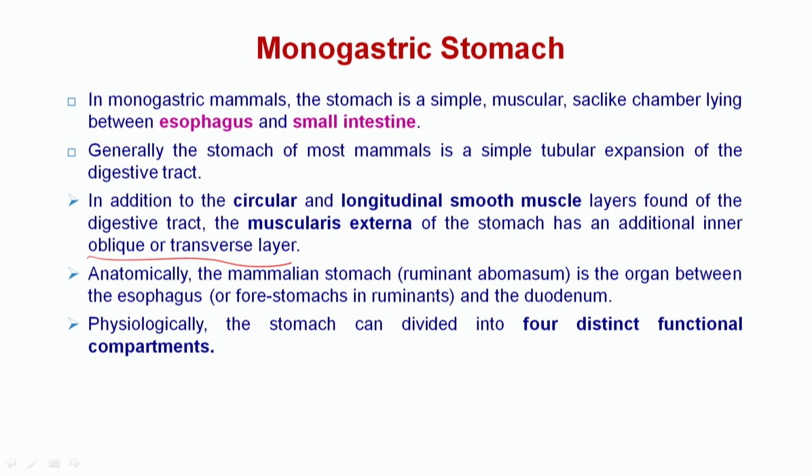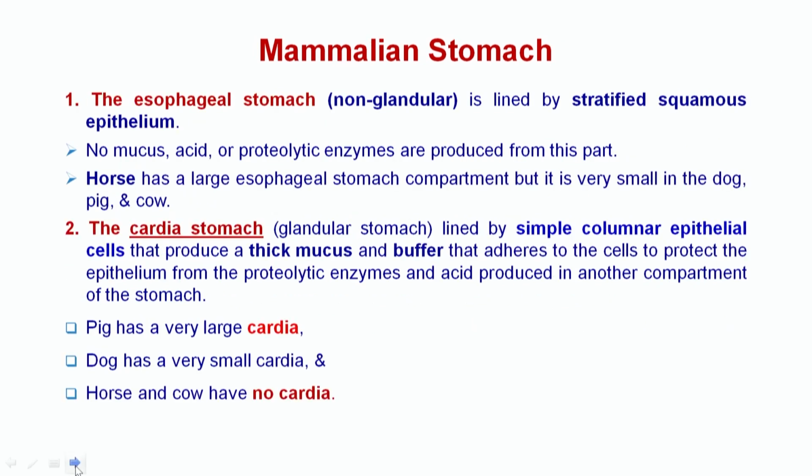Anatomically, the mammalian stomach, that is, in ruminants the abomasum, is the organ between the esophagus and the duodenum. Physiologically, the stomach can be divided into 4 distinct compartments. The first one is the esophageal stomach. This is a non-glandular stomach and is lined by stratified squamous epithelial cells.